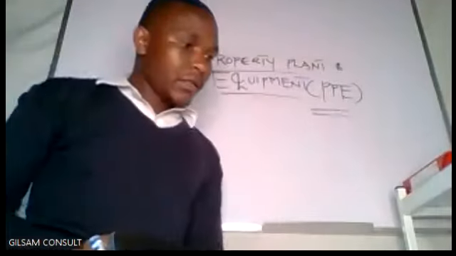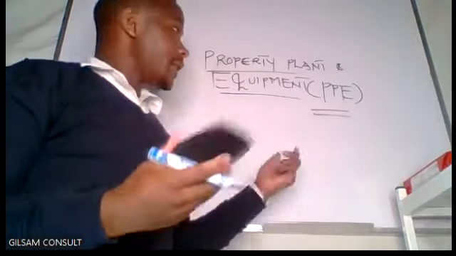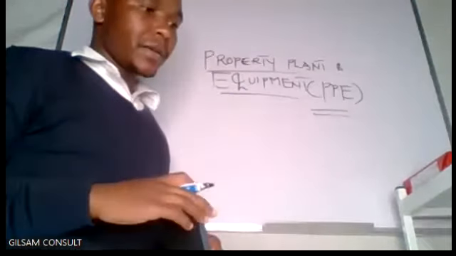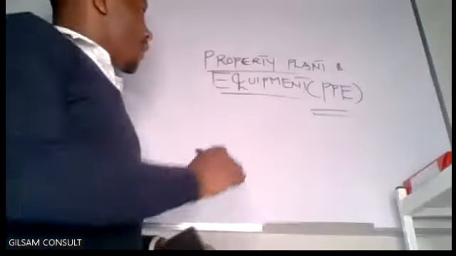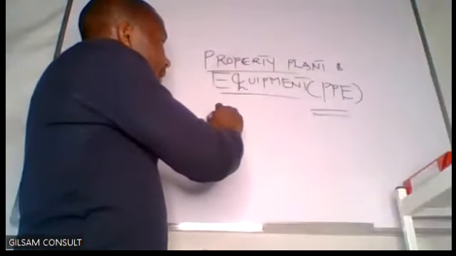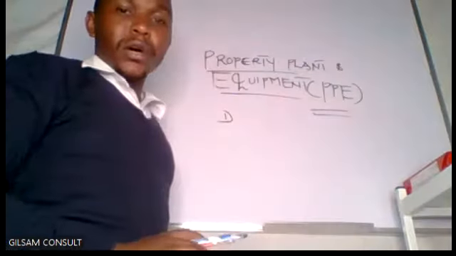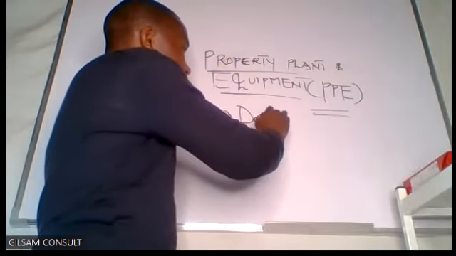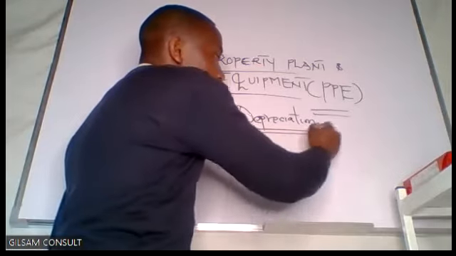So these questions normally carry around 10 marks, 5 marks. So it normally ranges with what? The intensity of the question. With the question asked, the marks are standalone. So for you to understand this topic of property, plant and equipment, you need to know how to do what? Depreciation. You need to know how to compute depreciation.